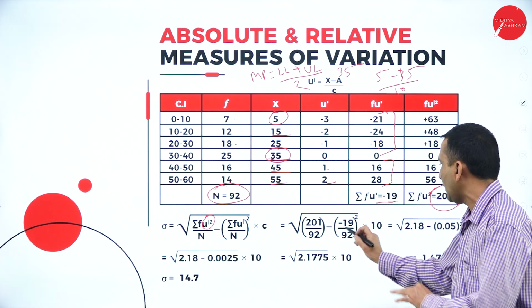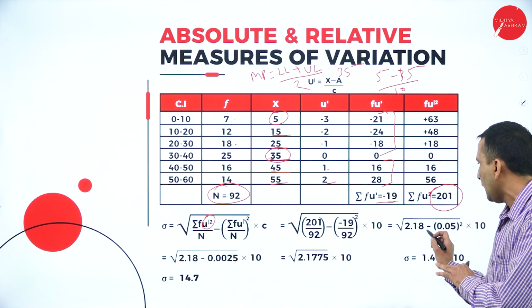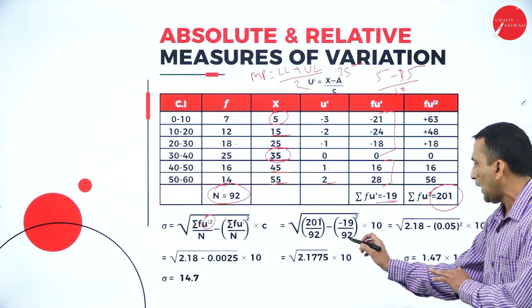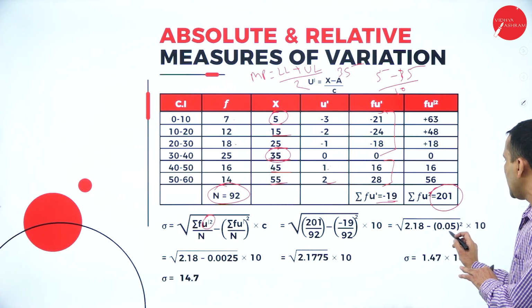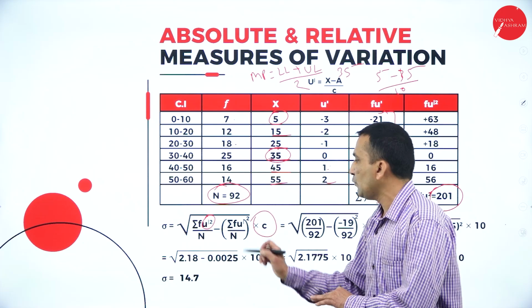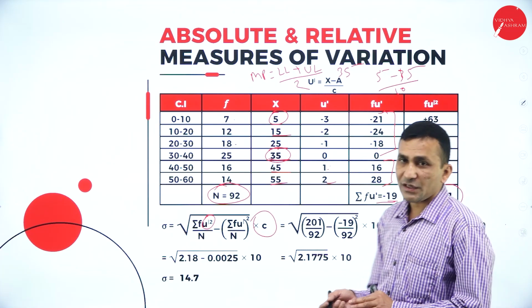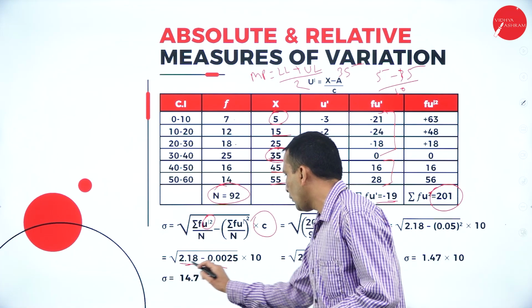Take the square root one by one step. Now if you divide, you are getting 2.18 minus 19 divided by 92. If you do minus, minus into minus plus 0.05, take the square root into 10, because we are using the step deviation formula. So now if you simplify, you have to subtract.